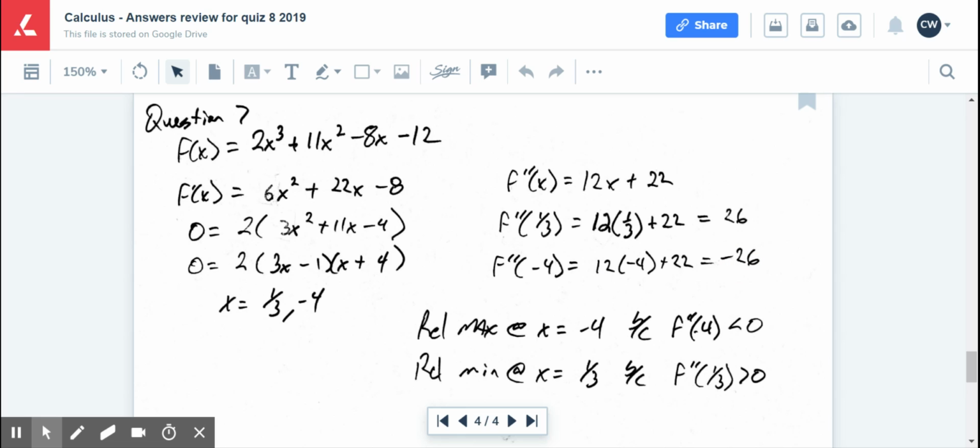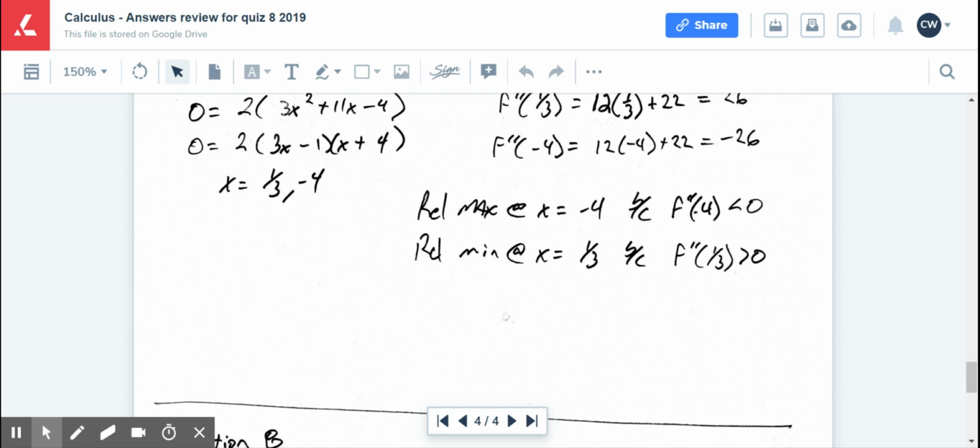So I've got a relative max at x equals -4 because the second derivative is negative at -4, which means f is concave down. And then I'll get a minimum at x equals 1/3 because the second derivative is positive, which means we're concave up and we have a minimum.